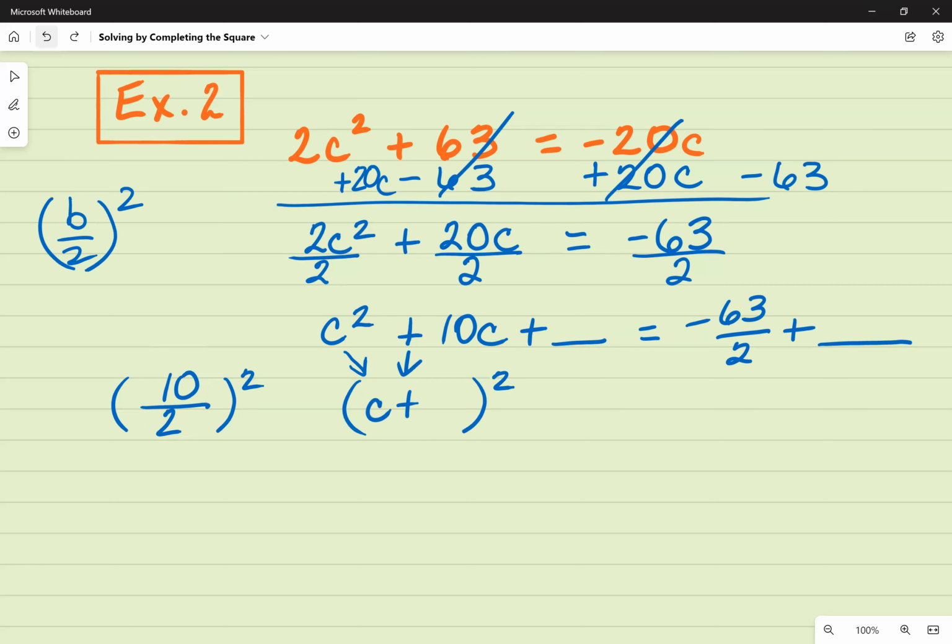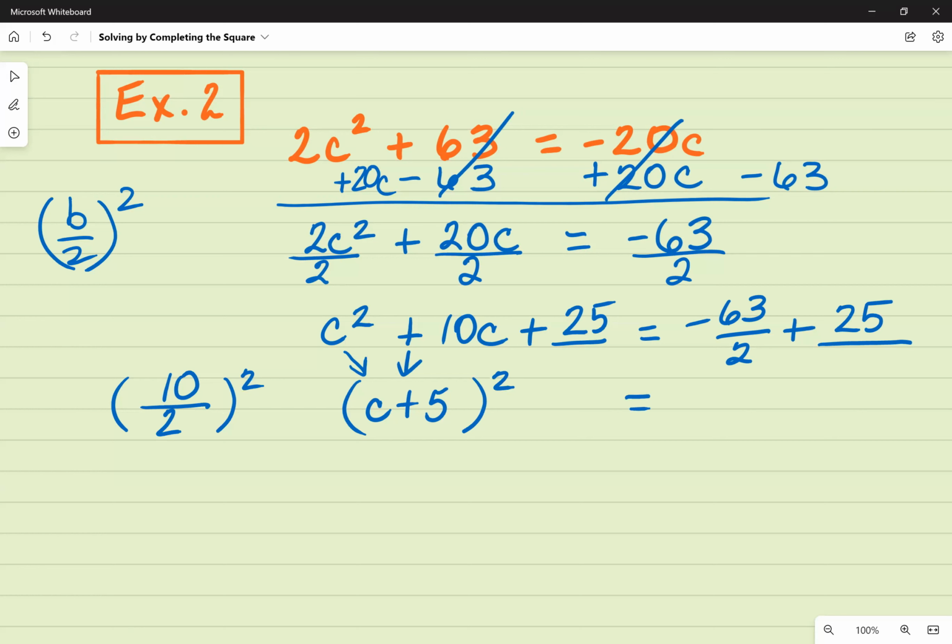10 divided by 2 is 5. So I can either look here and say 5 squared, or I can just go over here and do the math. 10 divided by 2 is 5, and then 5 squared. Well, whatever that answer is going in those blanks, both blanks. So I have a positive 25, positive 25. I'm finished on the left-hand side.